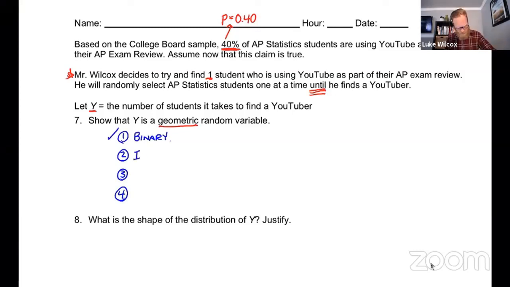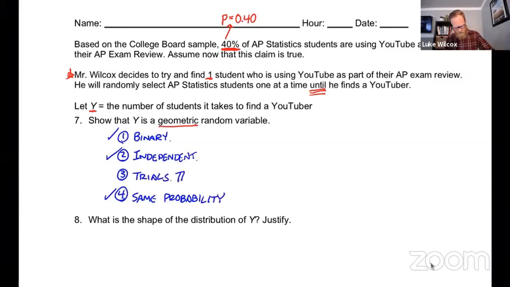Second condition, independent, where we knew this was satisfied because we had a random sample and also the 10% condition was satisfied, that's the same. And then number 4, the same probability of success for each trial. That's exactly the same as it is for a binomial. So the condition that's different is condition number 3, which I'm going to write as the trials condition.